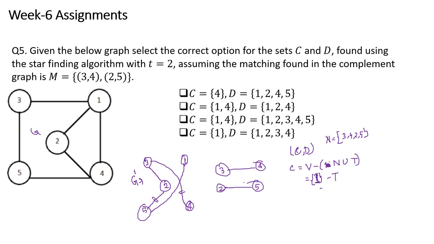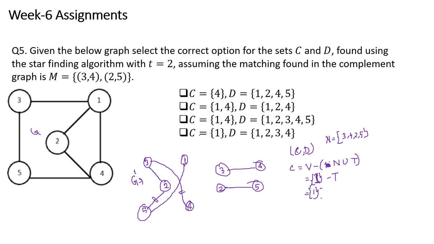Now is 1 itself a triangle head? Let's check. To be a triangle head, 1 must be adjacent to 2 such nodes having a matching edge, but that is not the case here. 1 is adjacent to only 5. If 1 would be adjacent to 2 as well, then 1 could be a triangle head, but here that is not the case, so 1 is not a triangle head. So C is just 1.